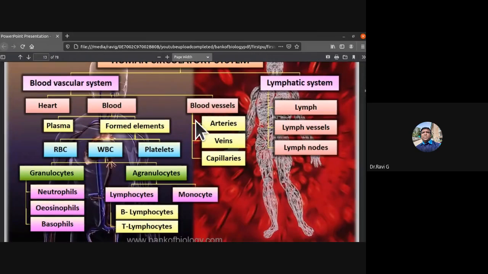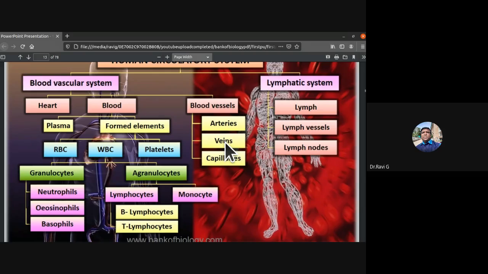The blood vessels consist of arteries, veins, and capillaries. All the arteries carry oxygenated blood except for the pulmonary artery. The pulmonary artery, which arises from the right ventricle, carries deoxygenated blood. All the veins carry deoxygenated blood except for one vein which carries pure or oxygenated blood, that is the pulmonary vein.